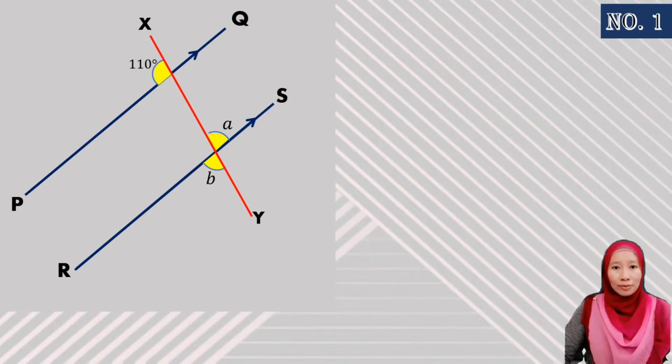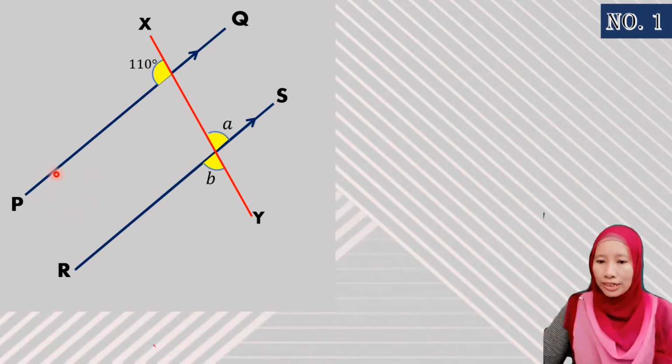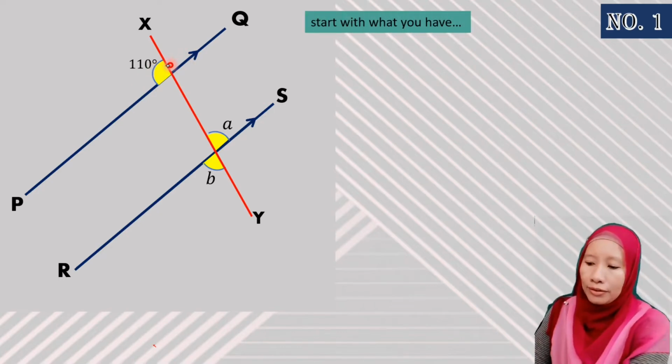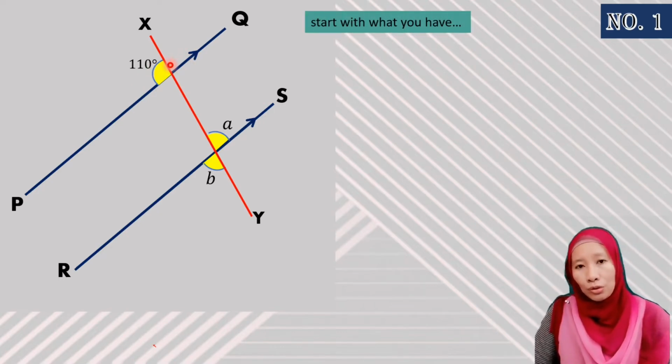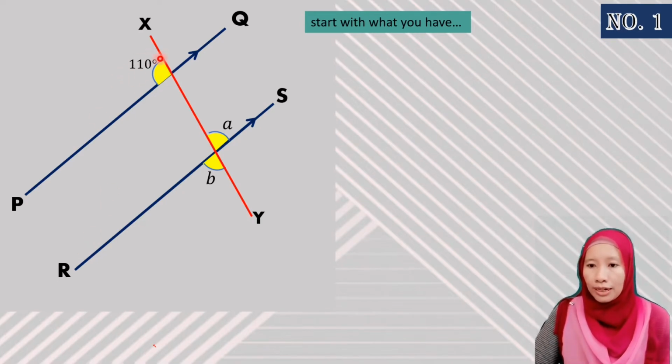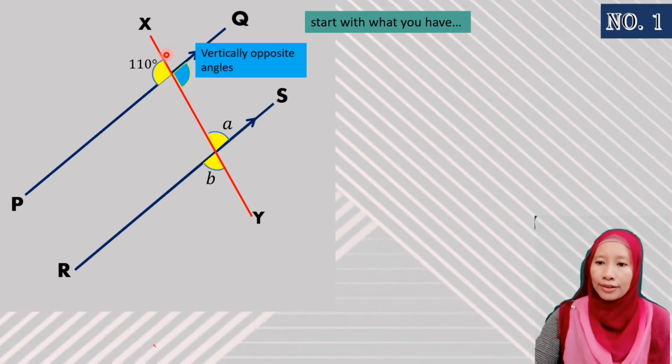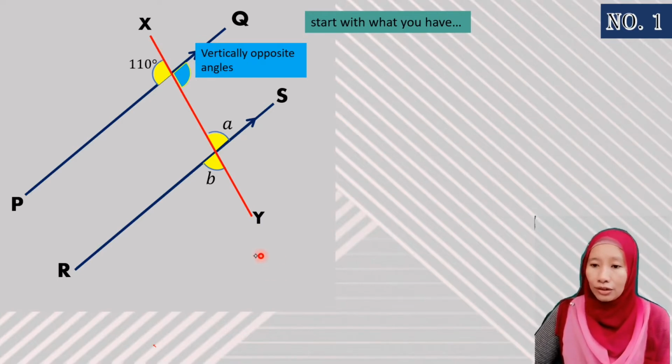Let's look at question number 1. First, you identify which are the parallel lines and which are the transversal. In this case, PQ and RS are parallel lines. The transversal is QX and XY, line XY. And then always start with what you know or what you have. We know that over here is 110. Therefore, the vertically opposite angles to 110 is of equal value.